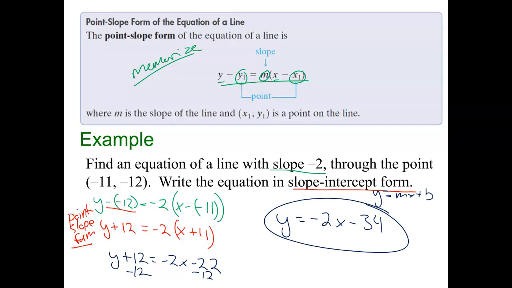And we're going to be doing a lot of that. Fill in the numbers, rewrite the equation. Sometimes we have to find slope first, then fill in the numbers, then rewrite the equation.